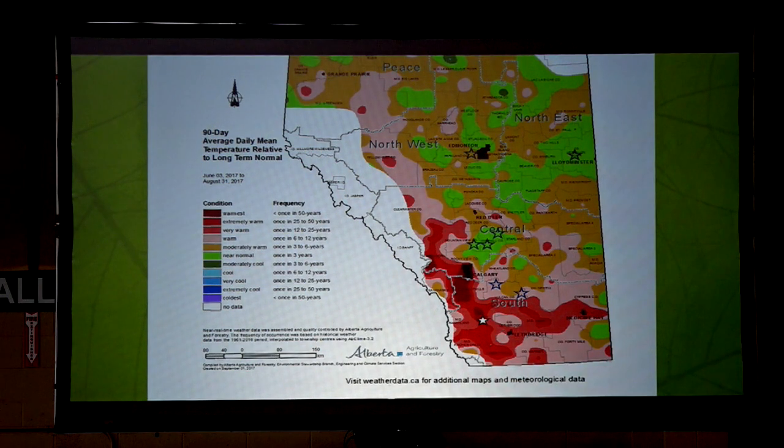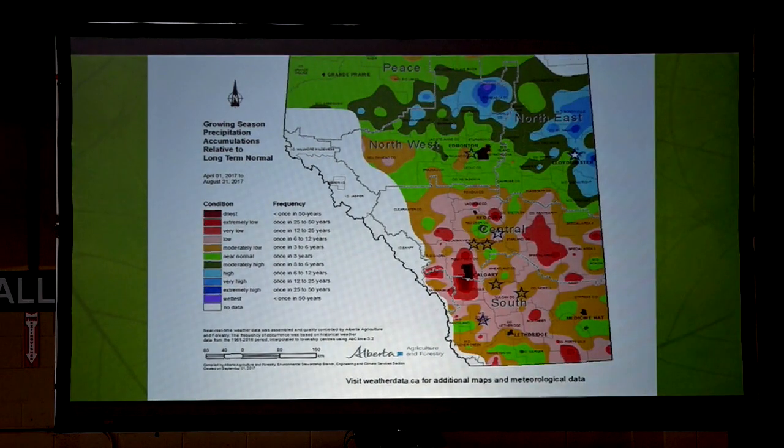Here you can see in the south, we had a lot of challenges last year. This is looking at the average daily mean temperature, so it gives you an idea of where we're at in growing degree days. Ken had also talked about how hot of a scorcher it was, and you can see that in parts of southern Alberta we had a lot more intensive heat over this 90-day period, the warmest in 50 years in a lot of cases, and in some of the lighter red the warmest in 25 years, so a very hot growing season this year.